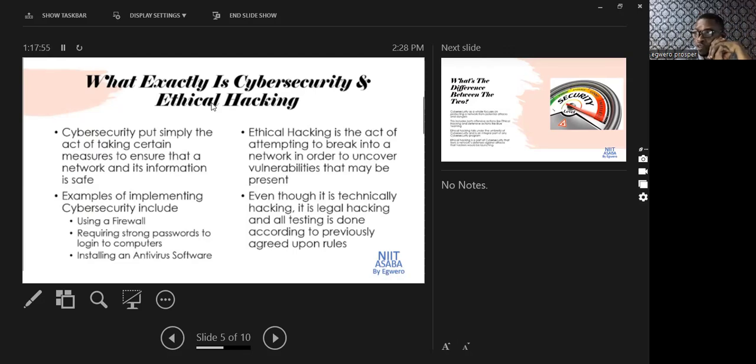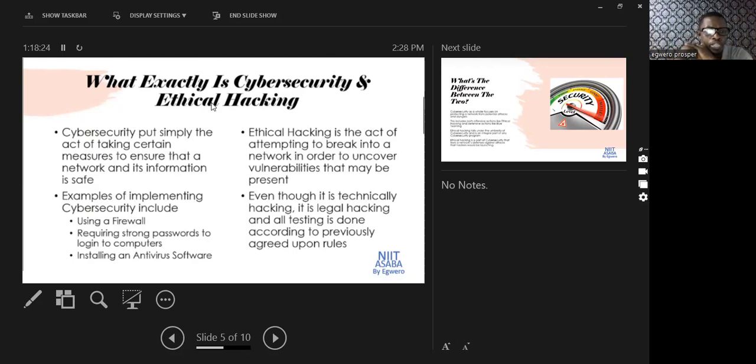So what we are looking for is vulnerability that may be present, so that the bad hacker does not have access. So you are breaking into that system. That's why it's called penetration testing. You are testing. You want to find out whether there are loopholes.